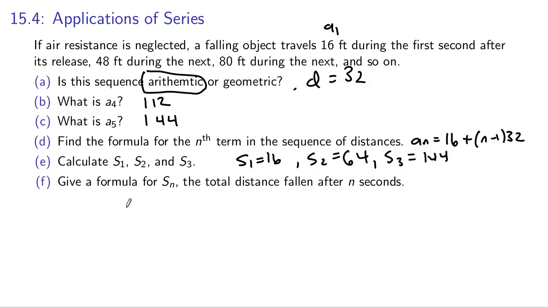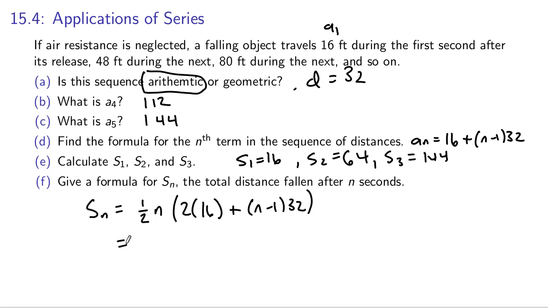Give a formula for S sub n, the total distance fallen. Well, we can just use the series formula for arithmetic series. So going into the book and finding that formula in 15.2, it was 1/2 n times 2 times the initial sequence entry, 16, plus n minus 1 times d, which is 32 for us.